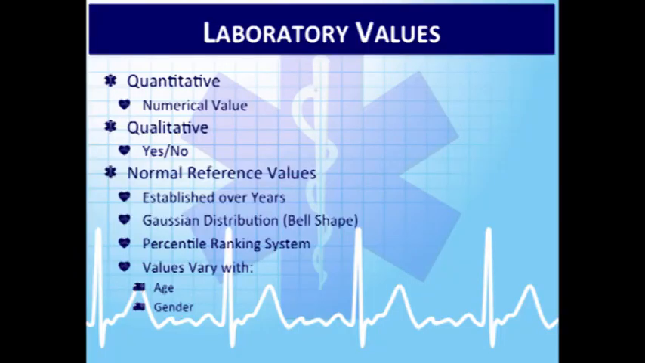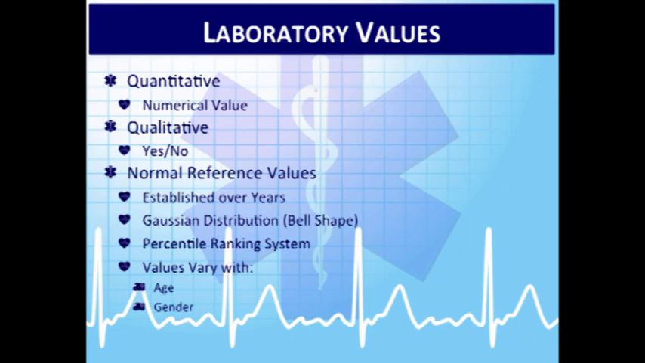As far as these lab values go, there's a couple of ways that they're looked at. Labs that are evaluated quantitatively are things that we apply a numerical value to, all right? How much of something is in the blood. Qualitative testing is just a simple yes or no answer. So I take a urine dipstick and I dip it in a urine sample and it's positive yes for protein. That's a qualitative test.